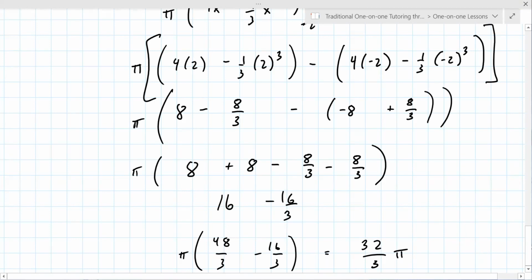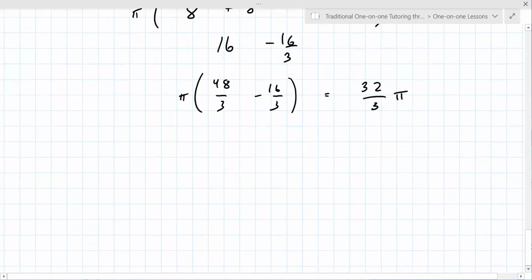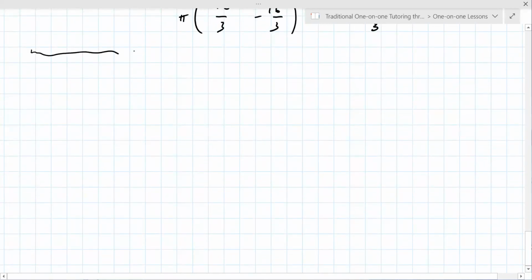Cool. Okay. We can also do problems with respect to the y-axis, and we should do one of those now, if you're okay with that. Yep.